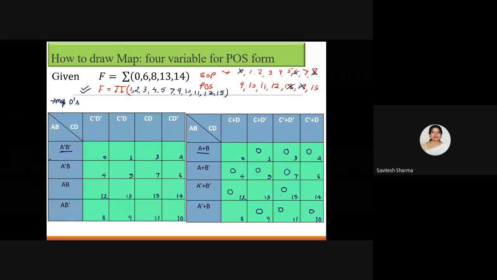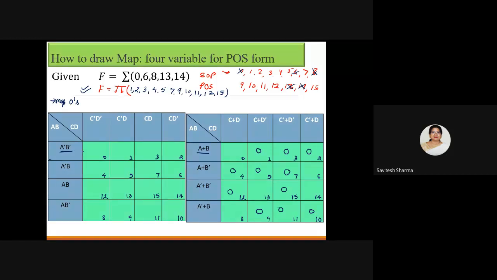So I am doing the same thing, the only difference is that this time I am mapping zeros. Got it? You can use the same K-map. The only thing is what form you require at the end. If you require POS form, you use this. If you require SOP form, you use this. That is the only difference.